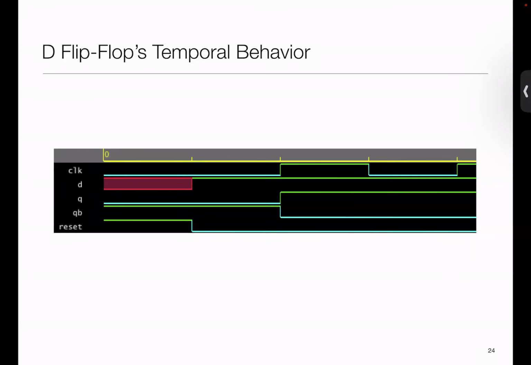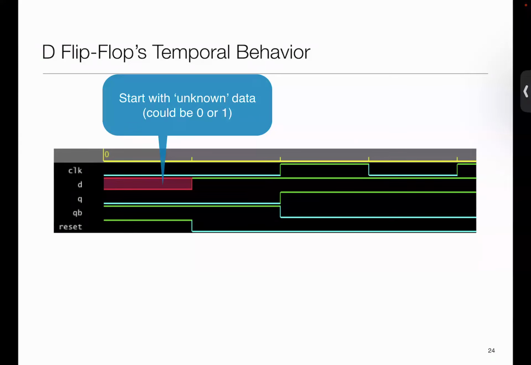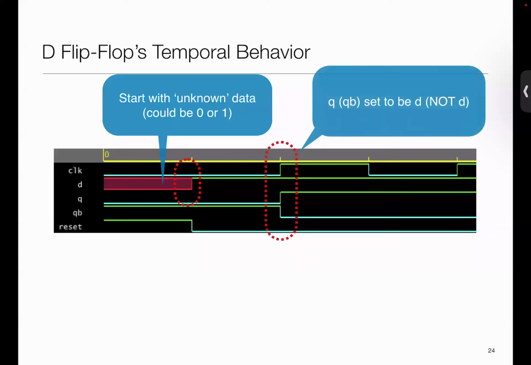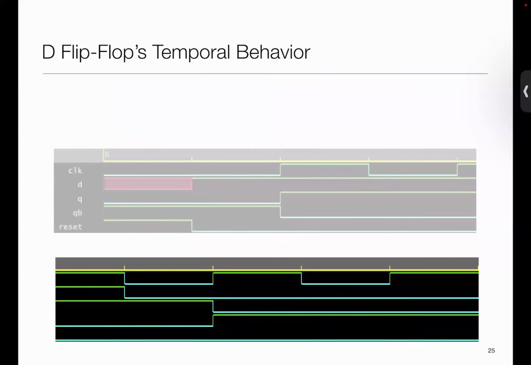Like I said, I may have flip-flops where maybe I don't have QB, maybe I have a clock which is sensitive to the falling edge, maybe I have set also and not just reset, right? There are all sorts of variants that can exist. So yeah, we start with unknown data, could be 0 or 1. Then at this clock tick, Q is set to be D and Q bar is set to be not D, and then the whole process continues. So let's look at the next one.